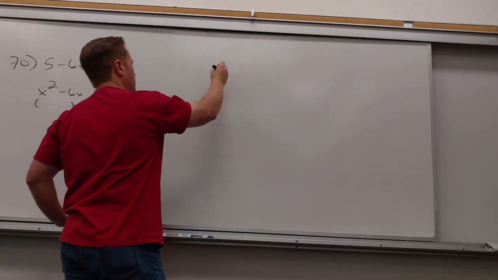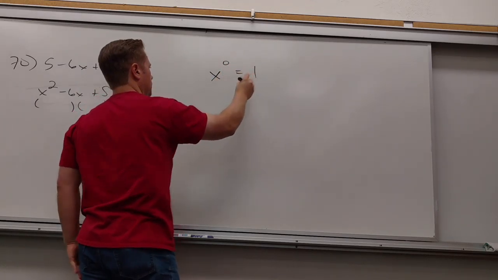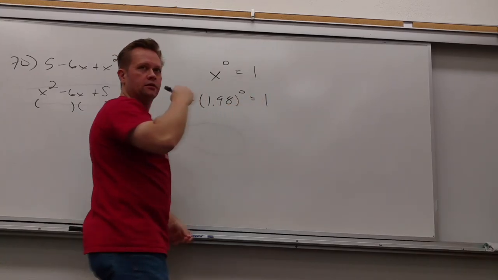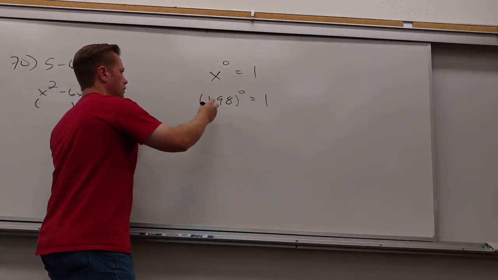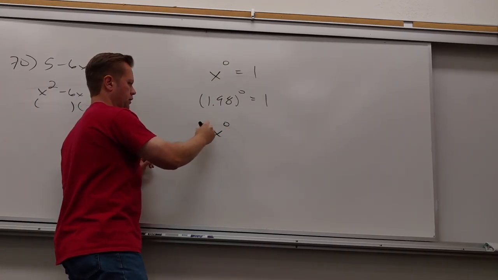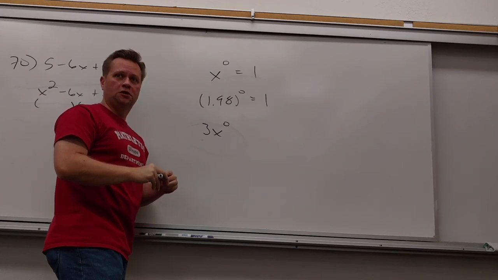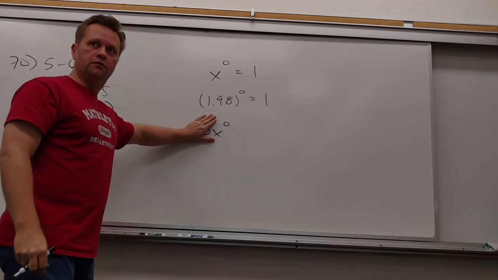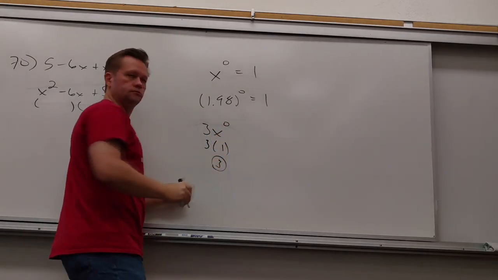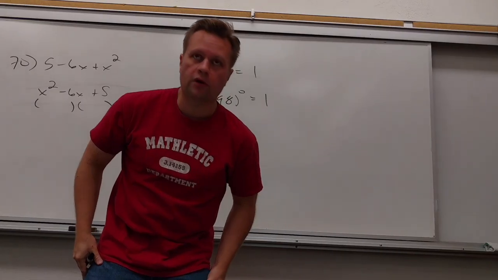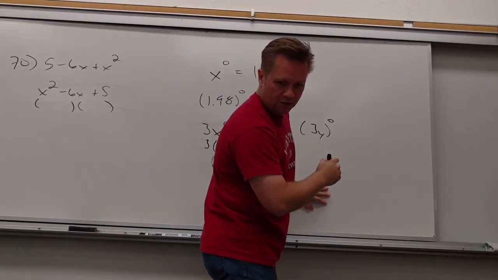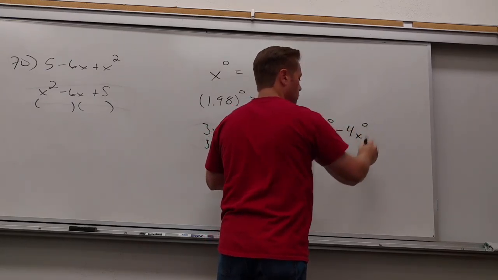What's anything to the zero power? So what's x to the zero power? One. What's 1.98 to the zero power? 1. Okay, G. So the thing to realize is, if x to the zero power is 1, what's 3 times x to the zero power? 3. So this would be 3 times 1, which is 3. So you've got to realize in part G, which one of those becomes completely 1, and which one of those, part of it becomes 1?